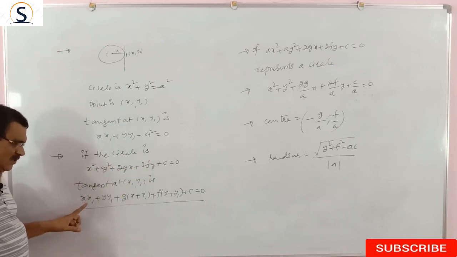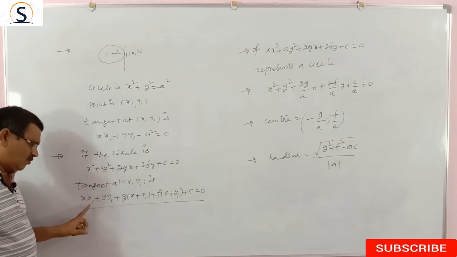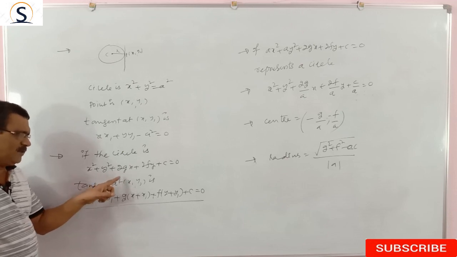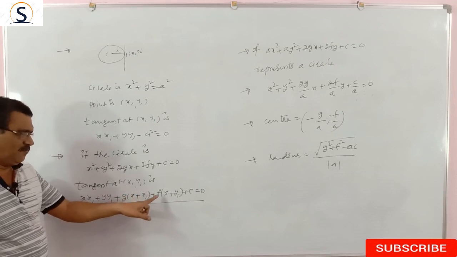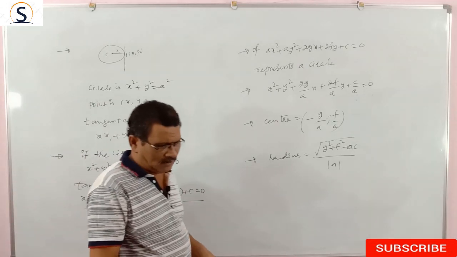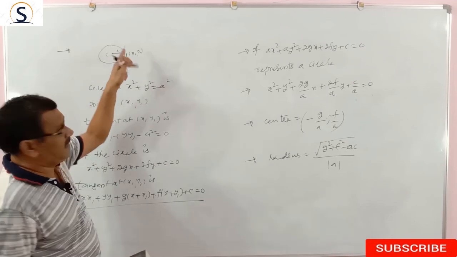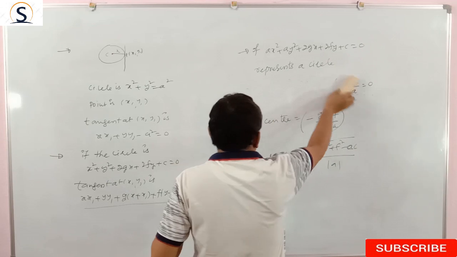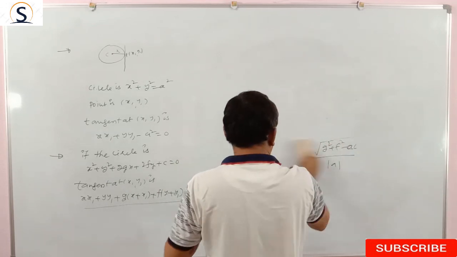Simply, in place of x square you write x1. If x1 is given some numerical value, put the x1 numerical value here, and y into y1 numerical value, take half of this with the same sign, g into (x plus x1) plus f into (y plus y1) plus c is equal to 0. The procedure to find the normal is taking the slope of CP and taking the point (x1, y1), you can write the normal equation. Okay. So, that is the tangent equation to the circle.